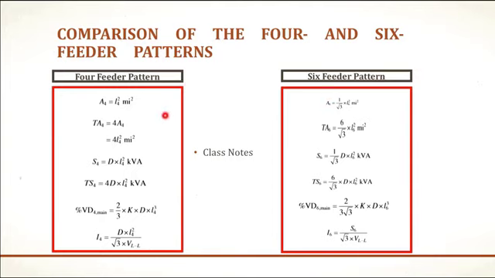So here are some of the results of 4 feeder configuration, and these are the results of 6 feeder configuration. That is the total area served by this configuration, total load served by this configuration, percentage voltage drop in main feeder, and current of one feeder in 6 feeder configuration.